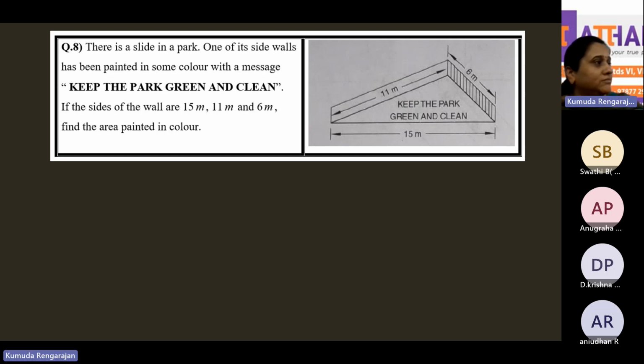How do you find the area? Heron's formula. Correct? Do it. This is a test. All of you do this. You just have to find the area of the wall. A, B, C is given. A is 15, B is 11, C is 6.